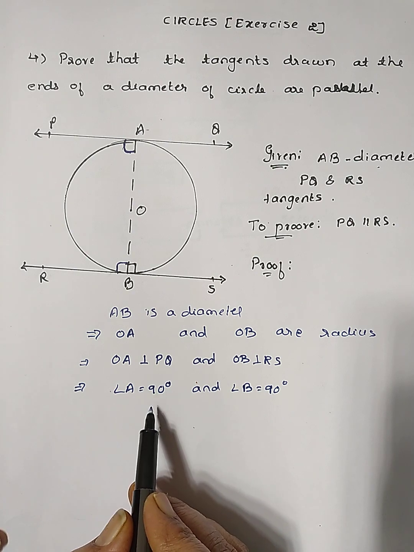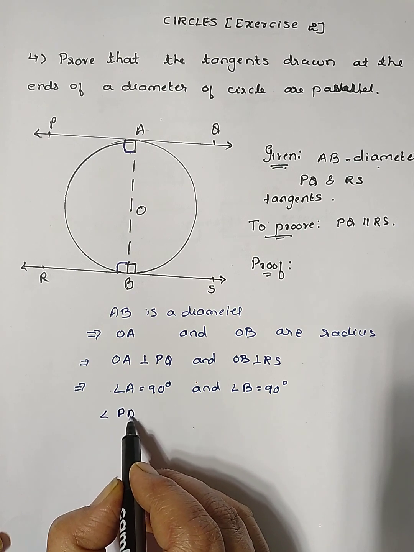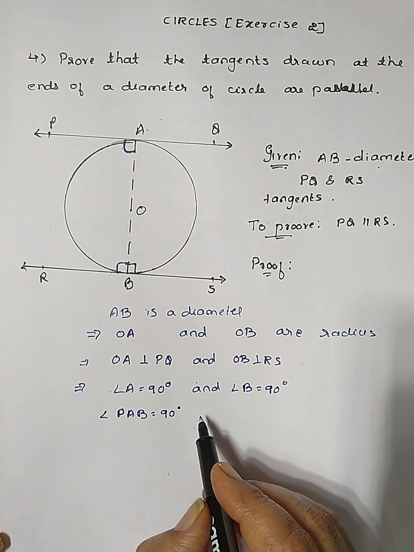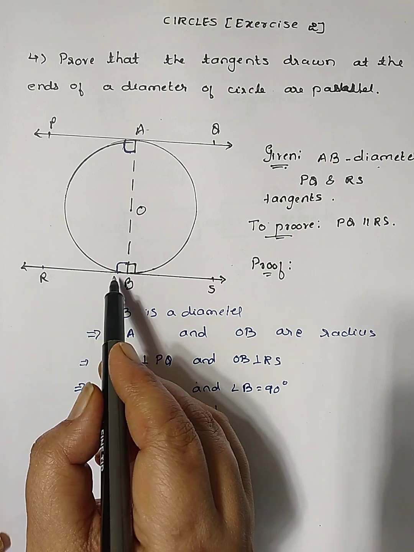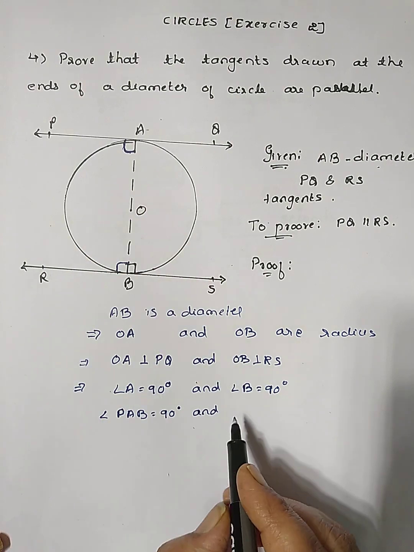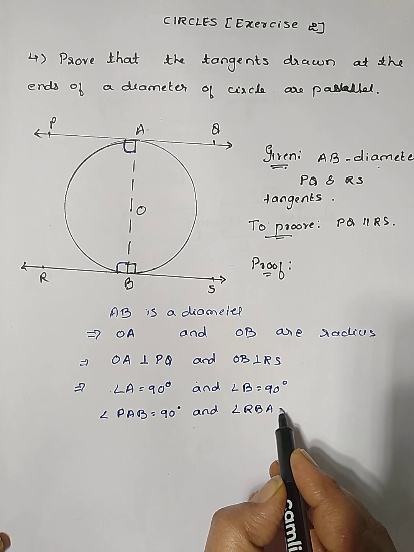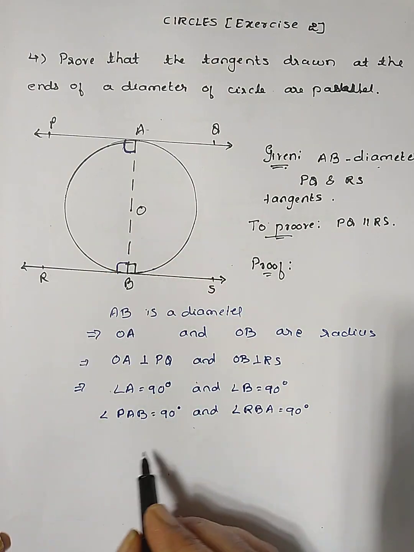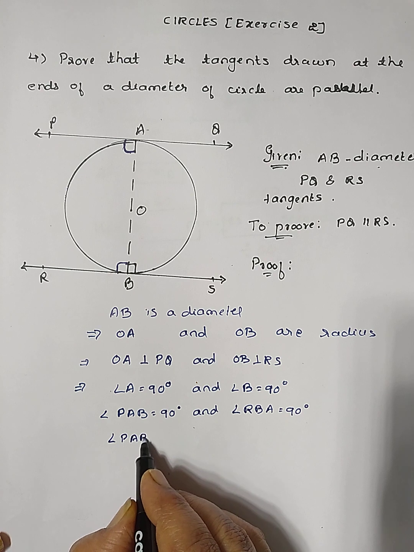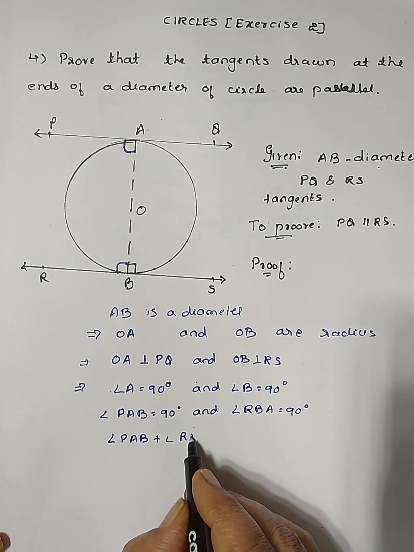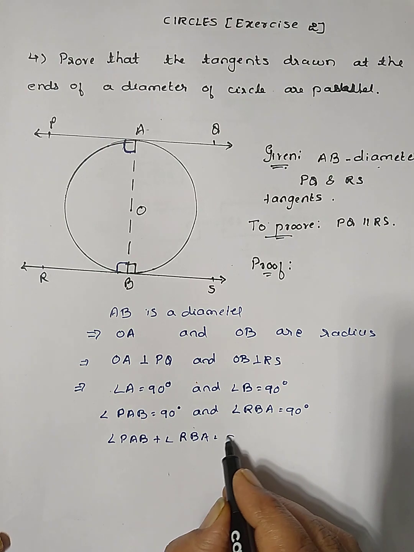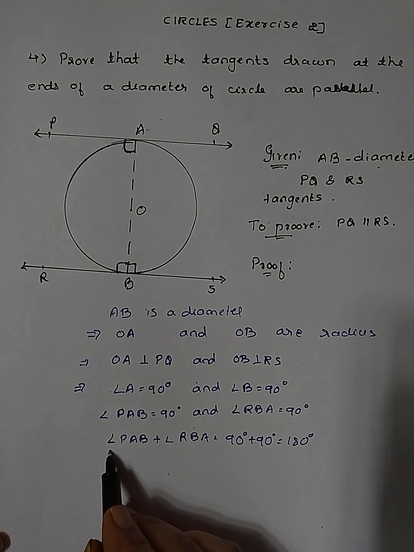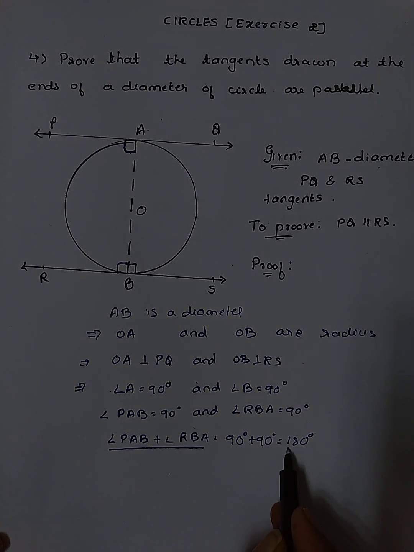Angle A equals 90 degrees, that is, angle PAB equals 90 degrees, and angle B equals 90 degrees, that is, angle RBA equals 90 degrees. Next step: we will add the interior angles, that is, angle PAB plus angle RBA equals 90 plus 90. This is 180 degrees. So what do we get here? The sum of these two angles is equal to 180 degrees.